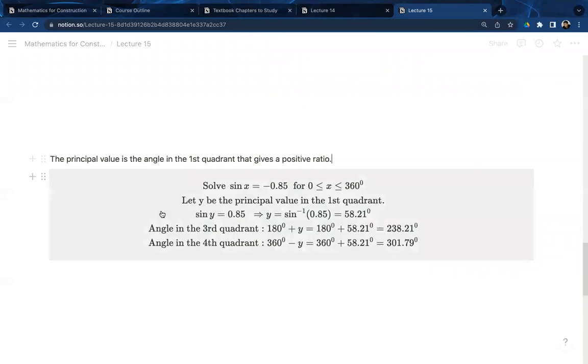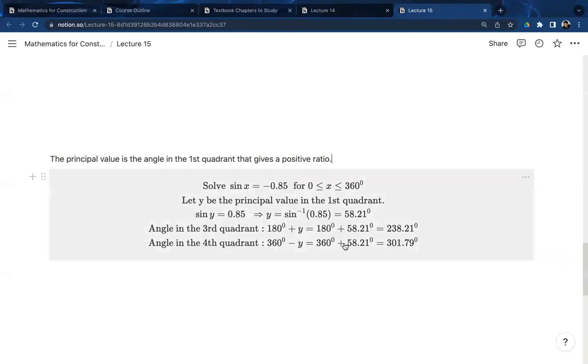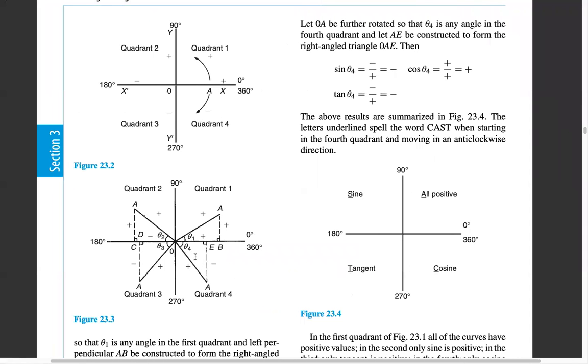So when I give you a trigonometric equation to solve, and this value here is negative, you take this positive value and you're trying to find that value in the first quadrant, and that's your principal value. Then you take that principal value now, and you might have to subtract it from 180 degrees to get an angle in the second quadrant. You might have to add 180 degrees to get a third quadrant angle. But you have to subtract it from 360 to get a fourth quadrant angle.